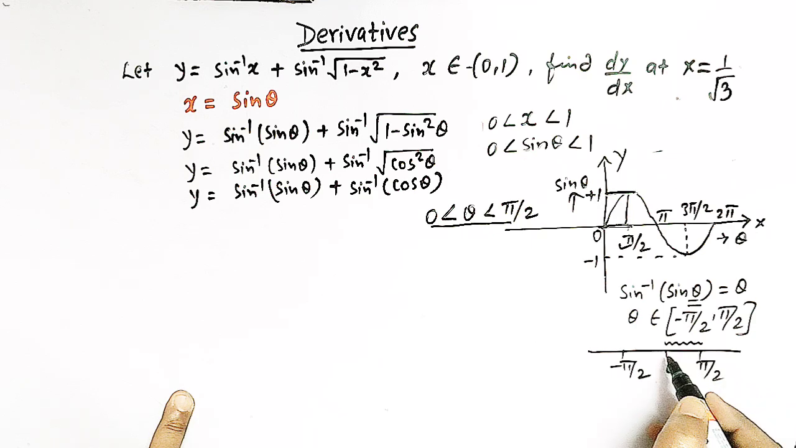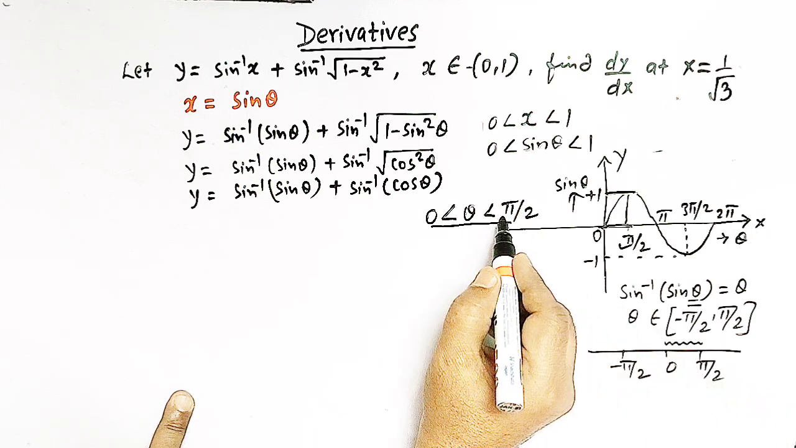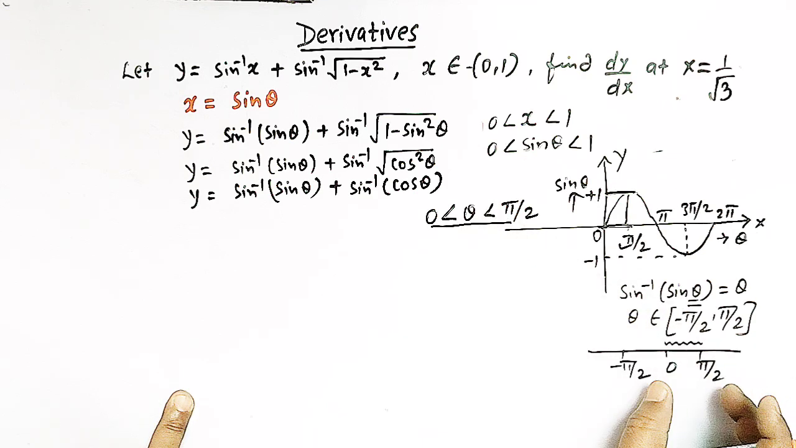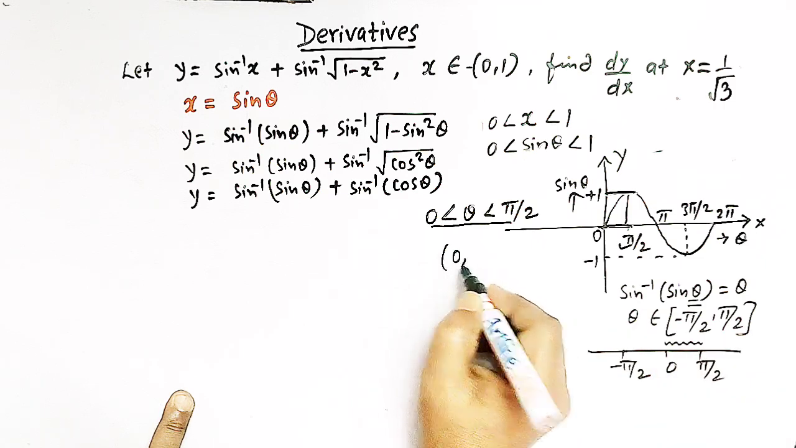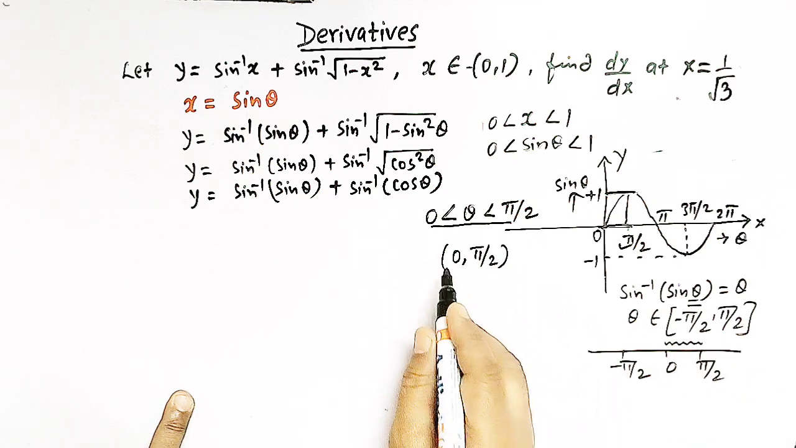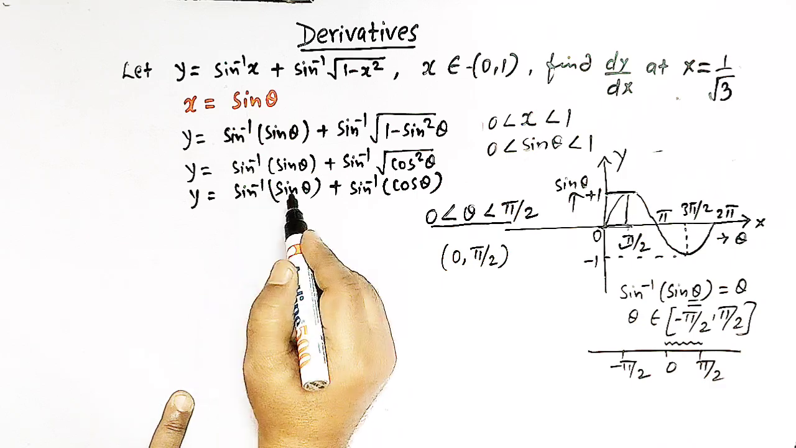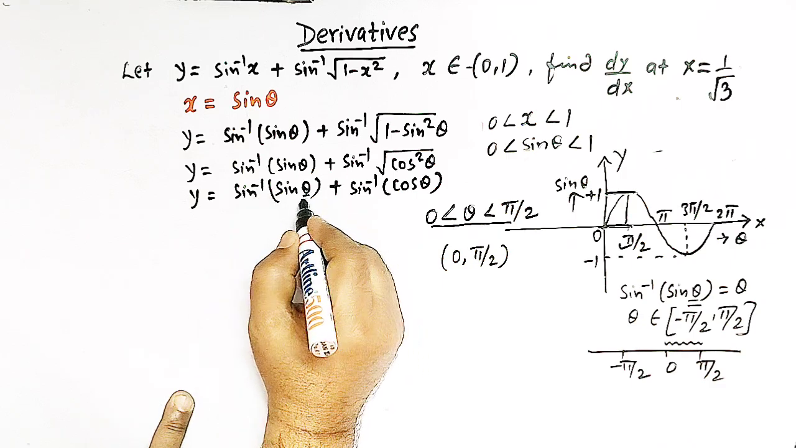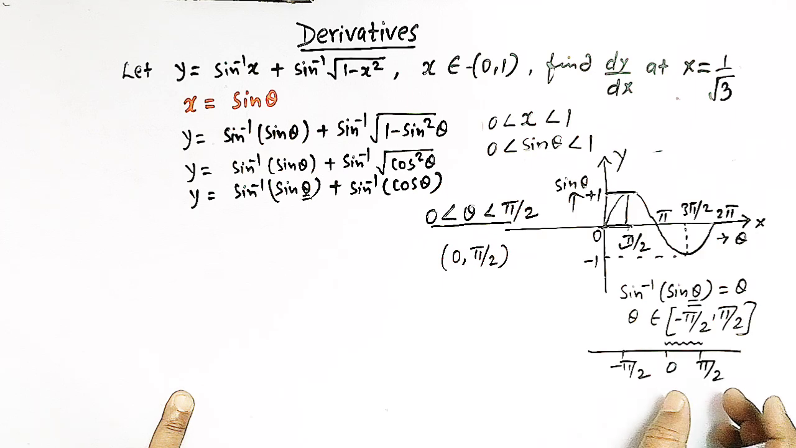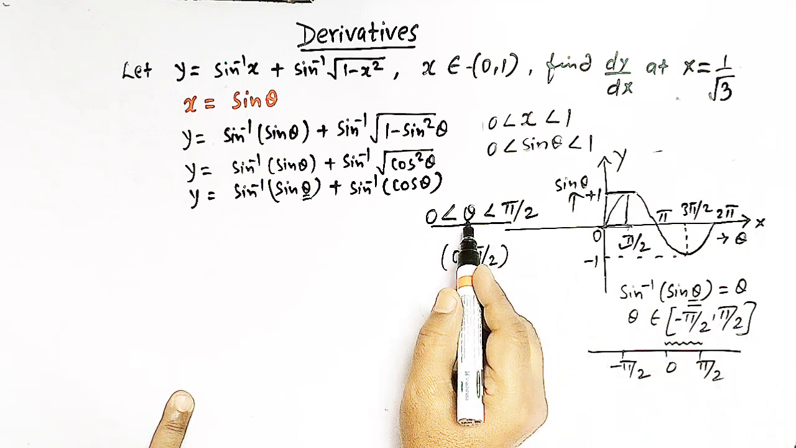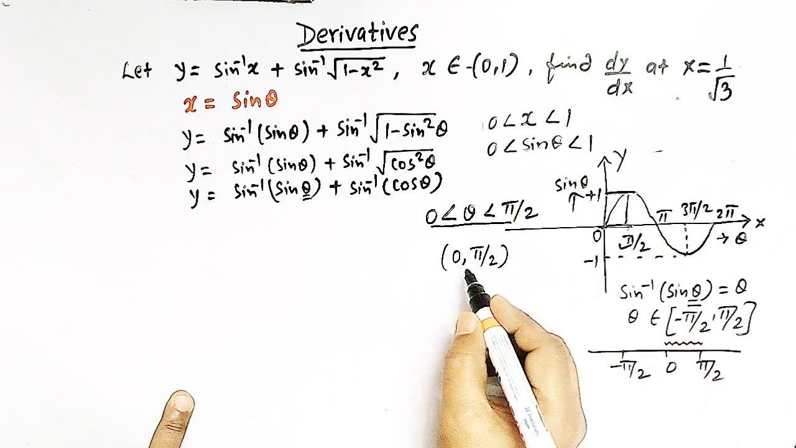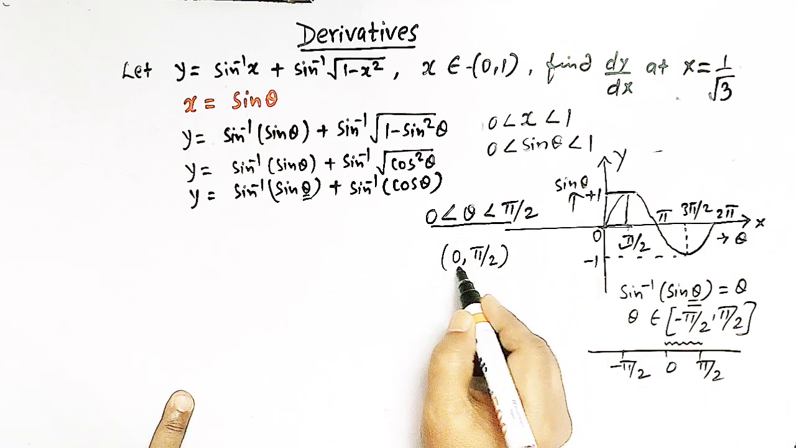Now from this inequality theta lies between 0 and pi by 2, that is from 0 and pi by 2. Here 0 and pi by 2 are not included, right? So this interval, that is 0 comma pi by 2, is a subset of this interval, that is from minus pi by 2 to pi by 2, right? So here we have sine inverse of sine theta, and our theta lies in the interval from minus pi by 2 to pi by 2. And from this inequality, we can also say that theta lies in this interval.